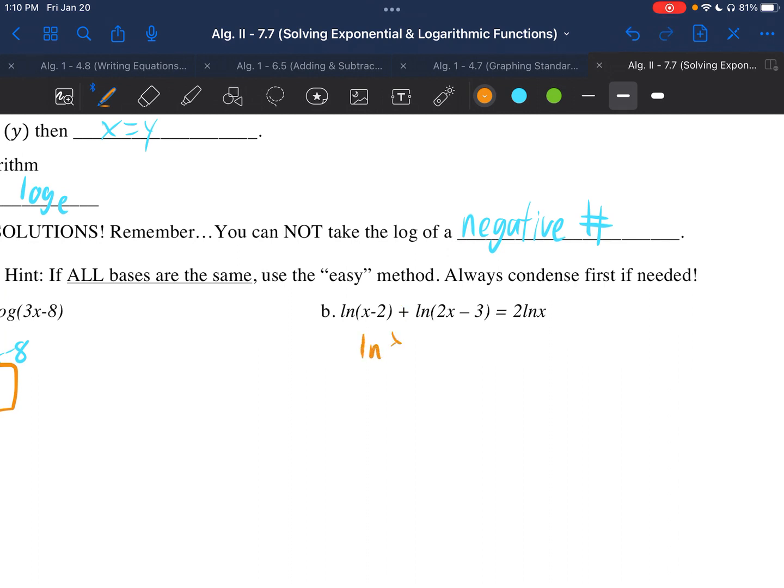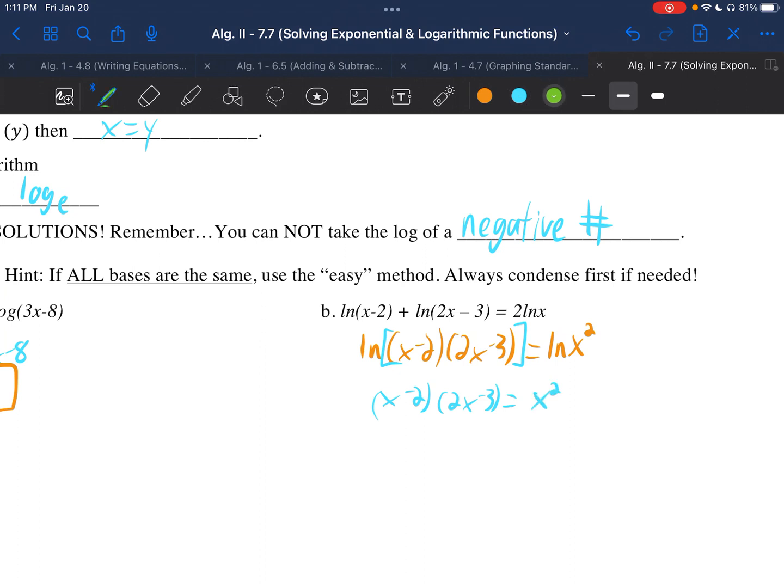So natural log of x minus 2, let me write it this way, times 2x minus 3. And remember, 2 times the natural log of x was really the natural log of x squared. So now, since these all have the same base, log base e, we can set them equal to each other. So we have x minus 2 times 2x minus 3 equals x squared.